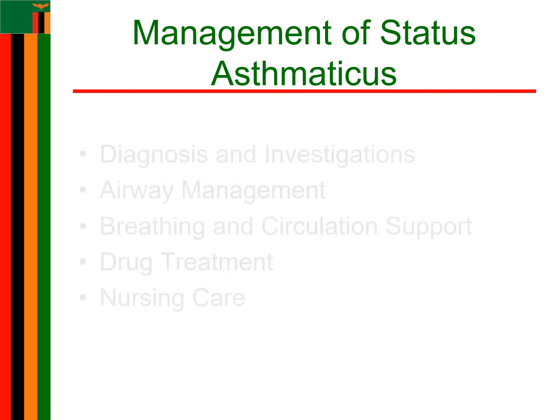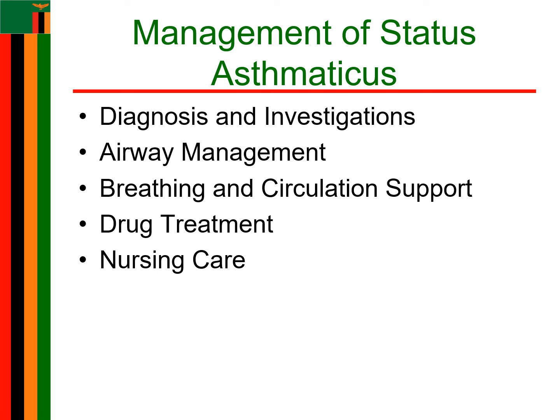Okay, so now, under the management of status asthmaticus, let's look at the diagnosis and investigation. When it comes to the diagnosis and investigation, there is a history of the patient being in a severe asthmatic attack for more than 24 hours. And then the investigation: you will notice that the arterial gas analysis is going to reveal a low partial pressure of oxygen, a high partial pressure of carbon dioxide, and a low pH showing respiratory acidosis.